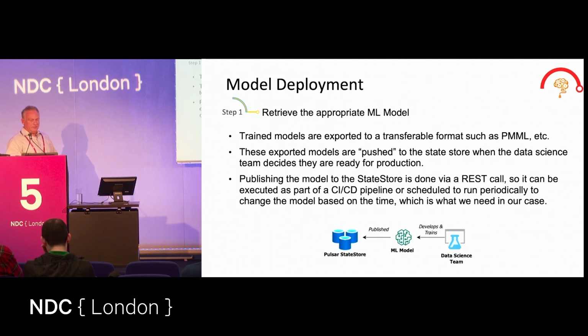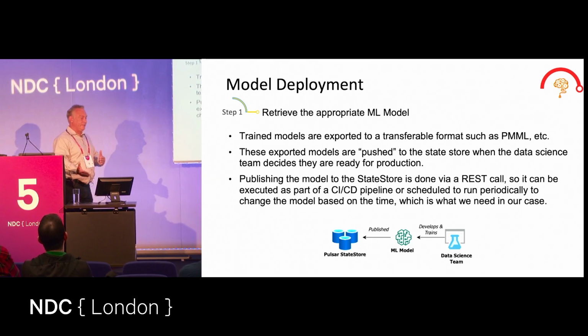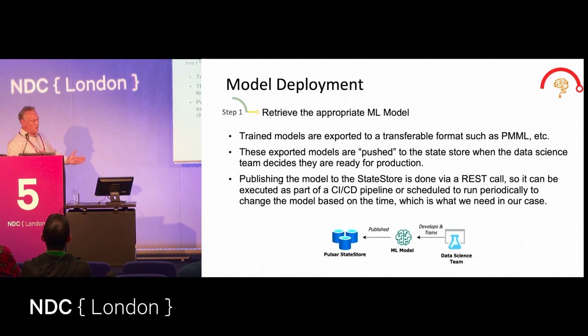So as I mentioned here, one of the ways you can do it: the state store stores everything as raw bytes, so you can serialize data and transport it like that. In this particular use case, I decided to use PMML, which is like an XML markup thing, and you push it to the store. It can be done through a REST call automatically as part of a pipeline.